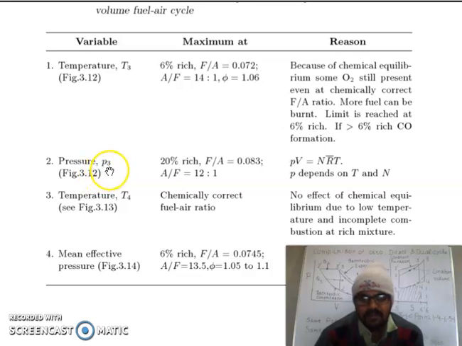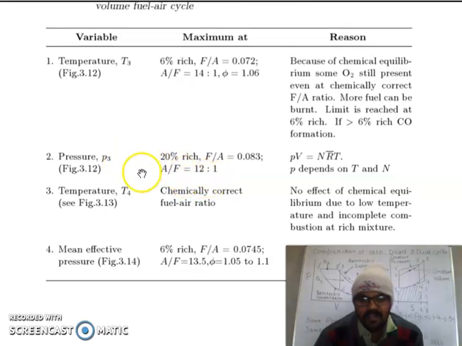The next is pressure P3, the maximum pressure after combustion. The maximum pressure occurs at a 20% rich mixture, which means a 12:1 air-fuel mixture. The reason is that from PV = nRT, pressure is a function of temperature and the number of moles. So when temperature is maximum and the number of moles is maximum, pressure will be maximum. We get that at the 12:1 mixture for maximum pressure.